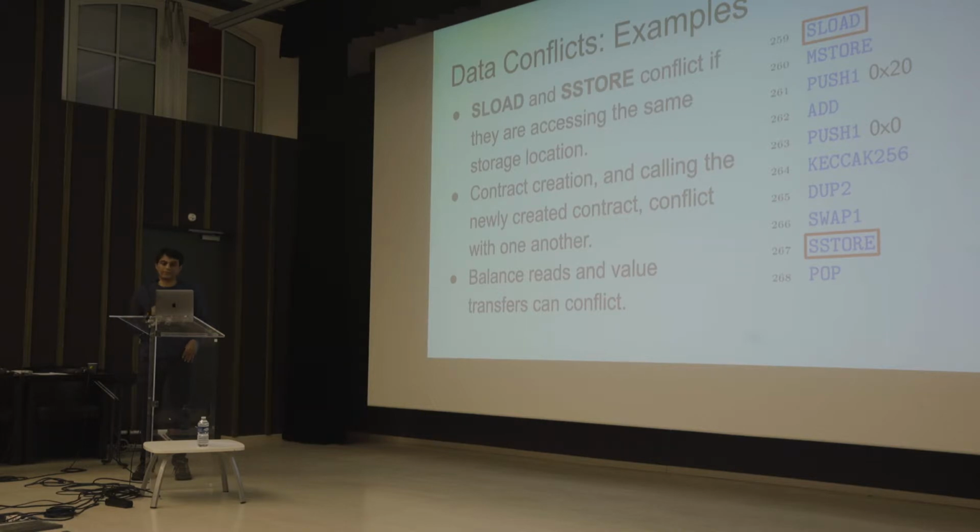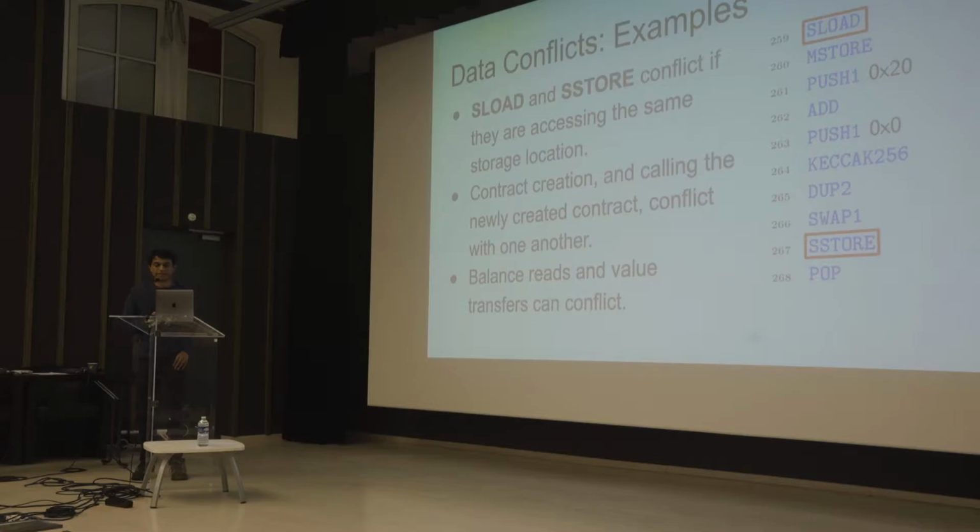Other possible ones are contract creation and calling the contract that was just created. Of course, if you try and call the contract before it's created, say within the same block, then there are going to be issues. And then a third possibility is with balance reads and value transfers. So, for example, if you try and send some ether and then read the balance, then there are possible issues there with commutativity.